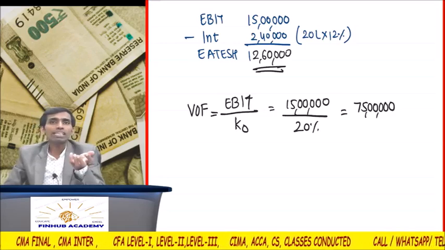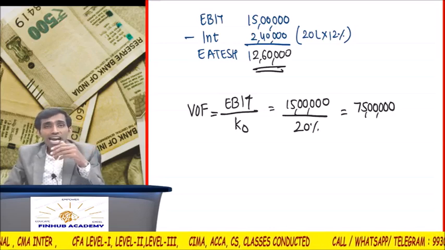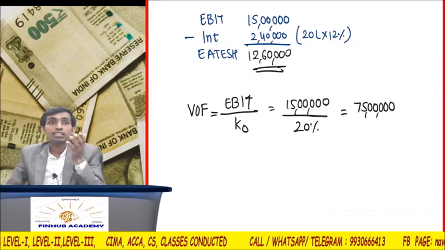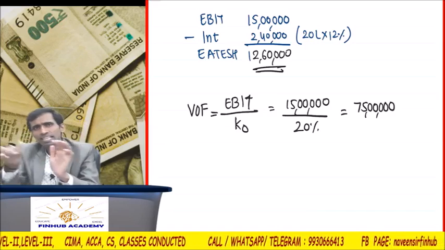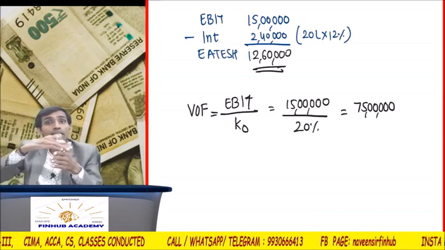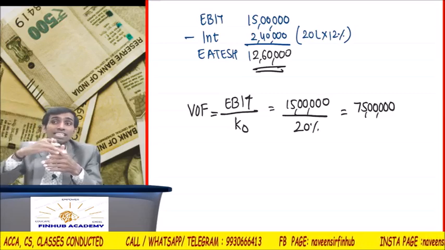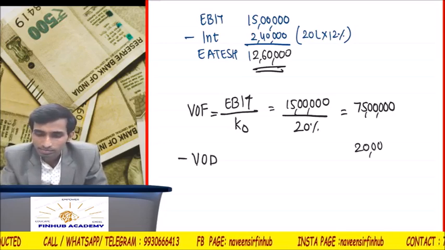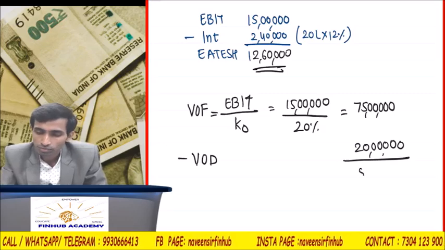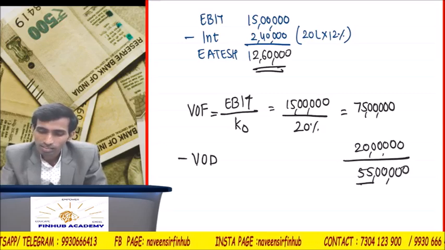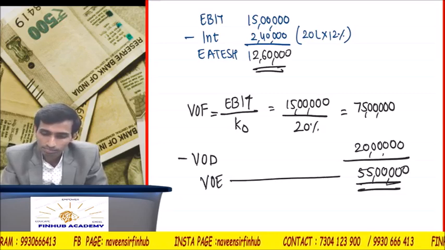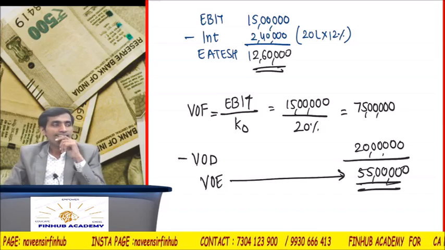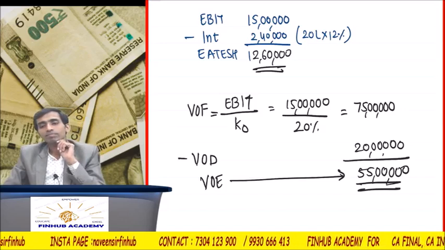To get the value of equity, should I add the value of debt or deduct it? Deduct. From the overall firm value, I will minus the debt. So what remains is equity. Equity plus debt is the firm's value. So minus value of debt. How much was the debt? 20 lakhs. So 55 lakhs is the value of equity. Done.